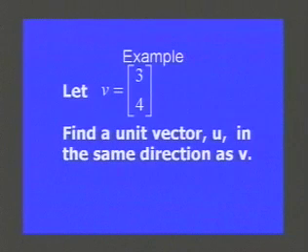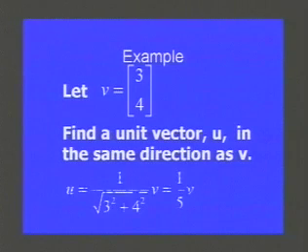For example, let's say v is the vector 3, 4. Find a unit vector u in the same direction as v. I want to follow what it said to do, which was u is going to be equal to 1 over the length of v, so that would be 1 over root 3 squared plus 4 squared times v. So I just get a fifth of v.